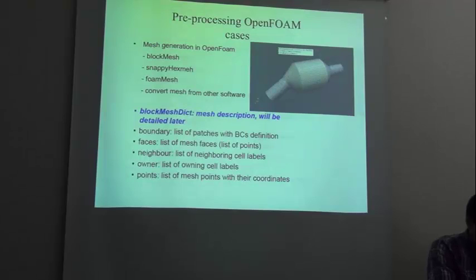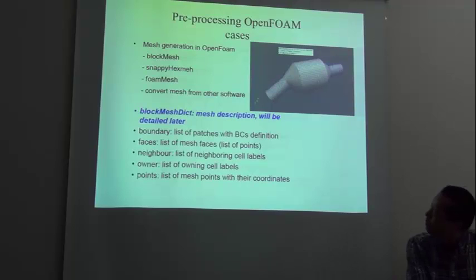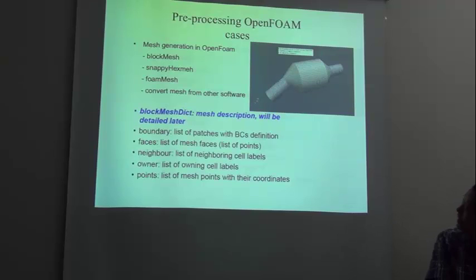For the pre-processing, we know the first step for CFD is mesh generation. In OpenFOAM we have several choices. One is blockMesh. This one generates a very simple mesh. The next one generates the structured mesh. And the newest one is snappyHexMesh. This one is just a newcomer, and it generates an unstructured mesh.